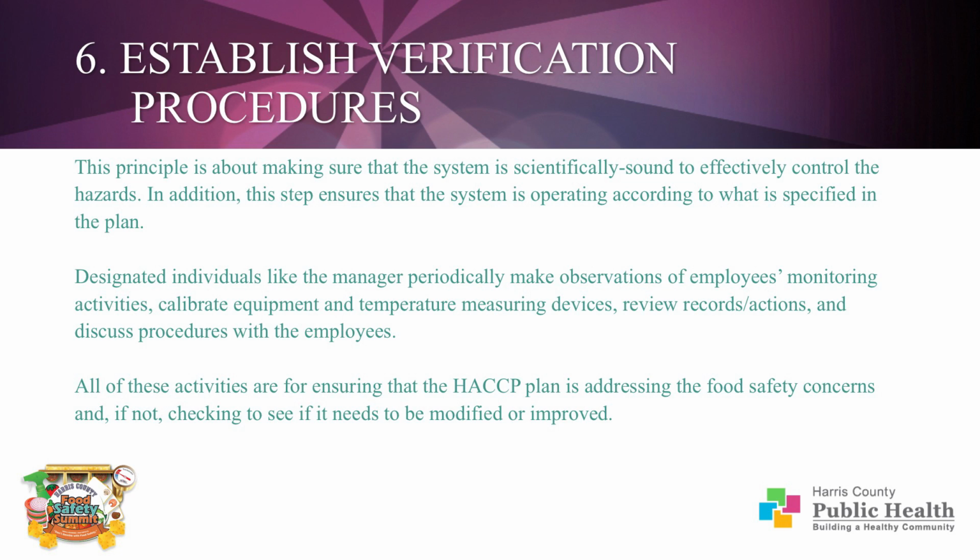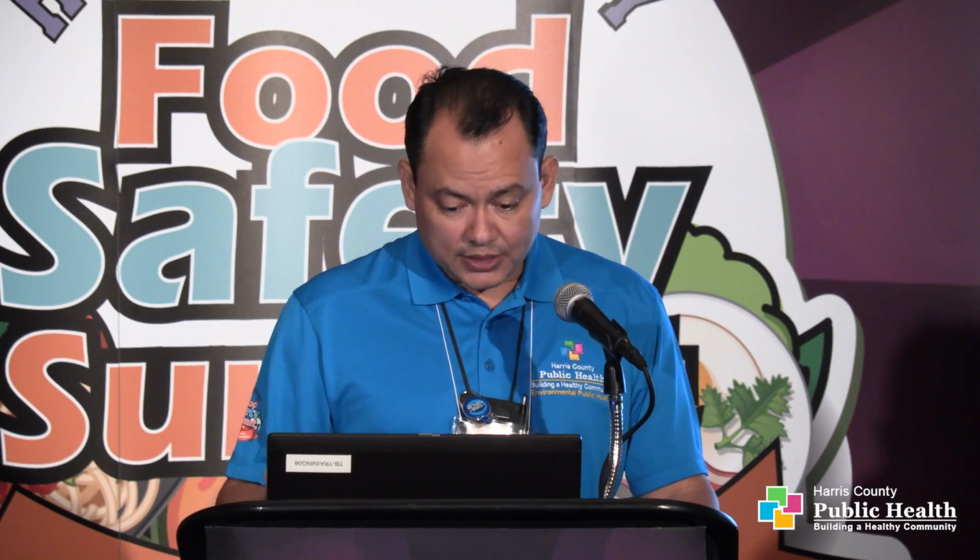So also you have to establish verification procedures. That's HACCP principle number 6. Now, why do we need verification procedures? We need to make sure that your HACCP plan is addressing all the food safety concerns. We need to make sure that when you wrote it, you are addressing everything. And if you don't have a verification procedure, then you won't know whether it's working and if it's addressing everything you need to address. You have to keep records, of course, and we're going to talk about the record keeping.